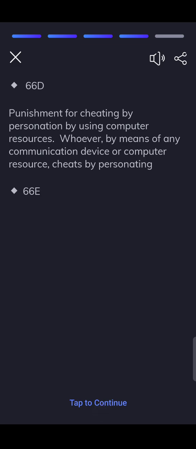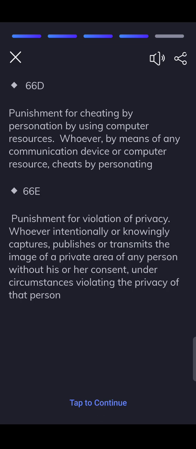66E. Punishment for violation of privacy. Whoever intentionally or knowingly captures, publishes or transmits the image of a private area of any person without his or her consent, under circumstances violating the privacy of that person.